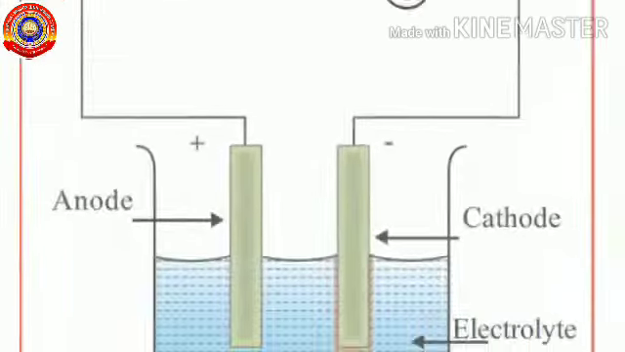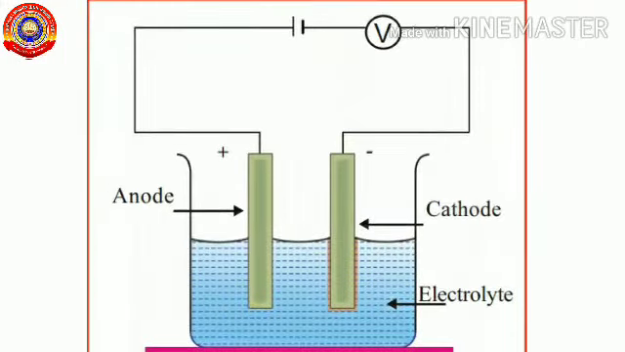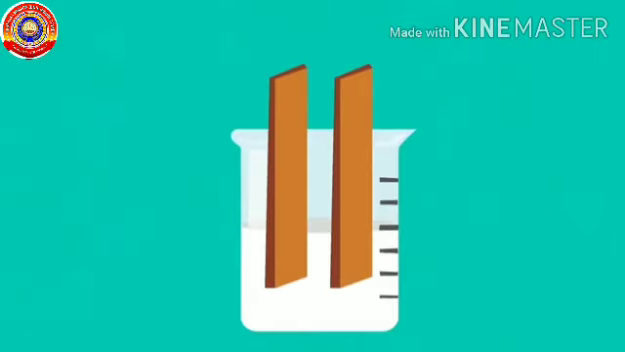An electrolytic cell consists of two electrodes and an electrolyte. These two electrodes are connected to a battery. An electrode is a substance which passes electricity to the electrolyte. It can either be a metal plate, wires, or a graphite rod.